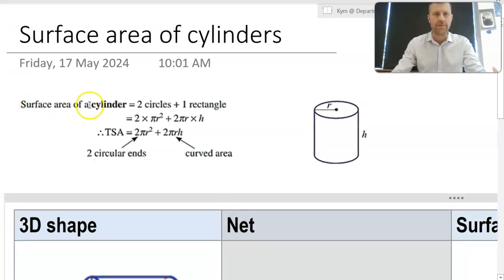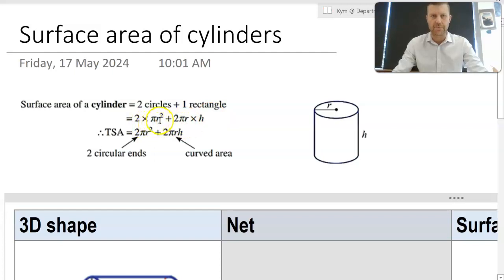So, to start with, the surface area of a cylinder is made up of two circles and basically one rectangle. The tube part itself, if you unwrap it, becomes a rectangle with the length of the actual height and the width of the circumference of that circle. So this is where the formula is derived from.